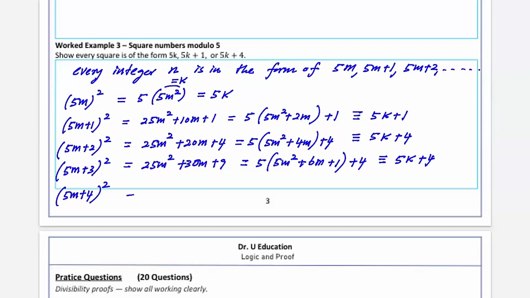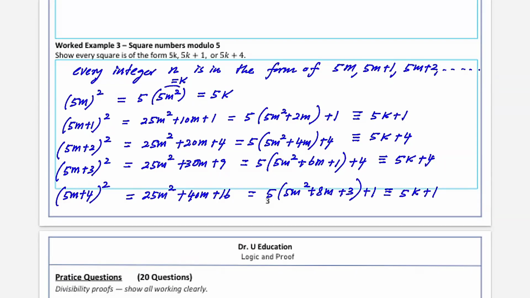5m plus 4. How much is that? 25m squared plus 40m plus 16. So it's going to be 5 times (5m squared plus 8m plus 3) plus 1. That's going to be 5k plus 1, right? So you can keep going if you want. Yes, I got to 4.